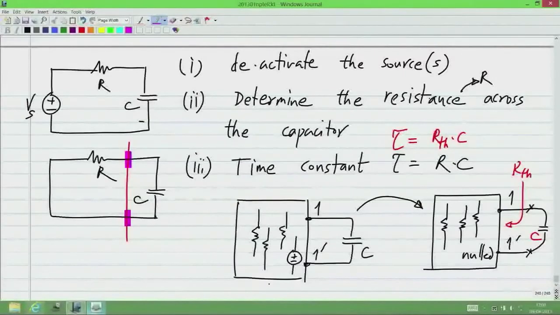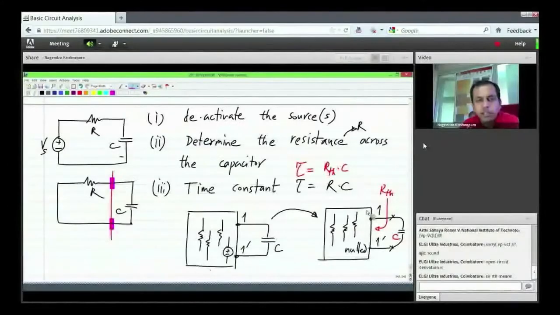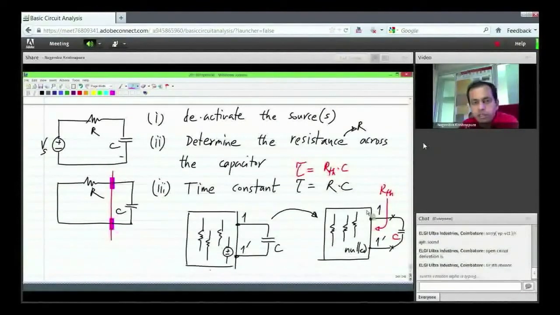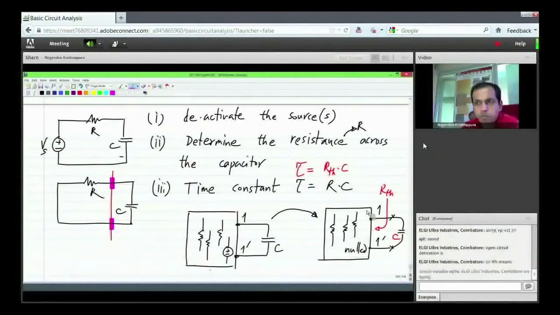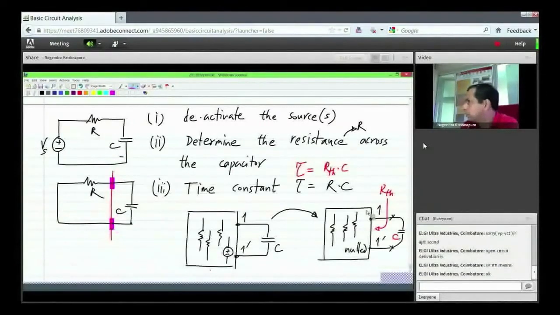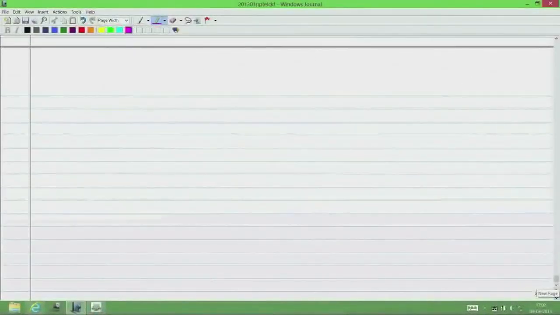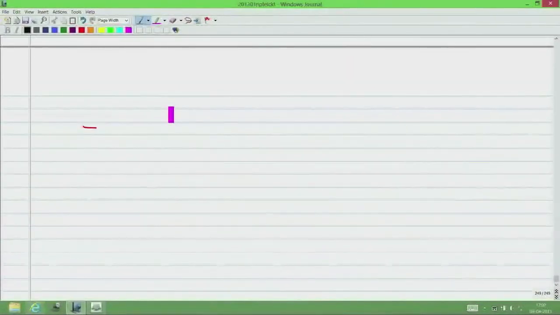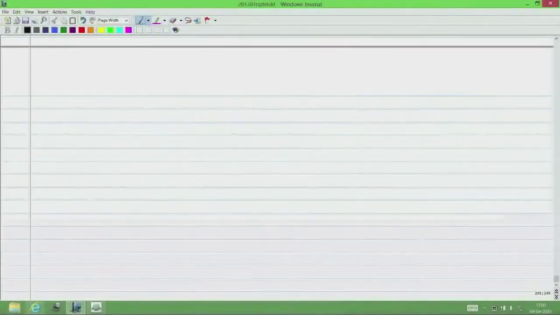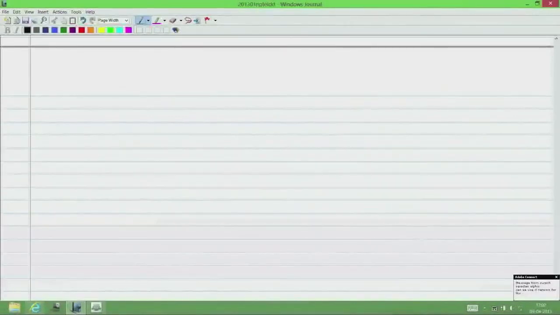So RTH is a notation I use for the Thevenin resistance looking into 1, 1 prime. Okay. So if you have a circuit with two terminals 1, 1 prime, then when you deactivate the circuit and find the resistance, that is the Thevenin resistance across those two terminals. Okay. So that is RTH. Okay. So now we have to find the initial condition. Okay. Again, I am talking about the initial value of any variable, not just the capacitor voltage. Okay.